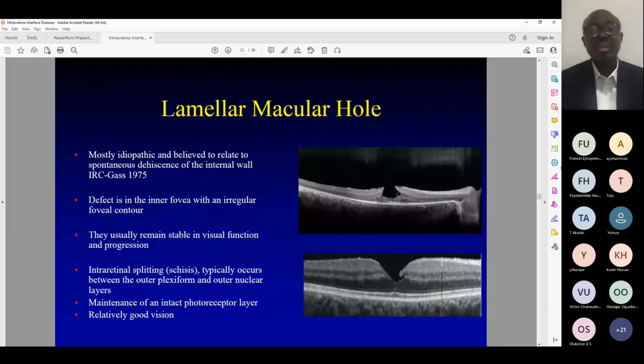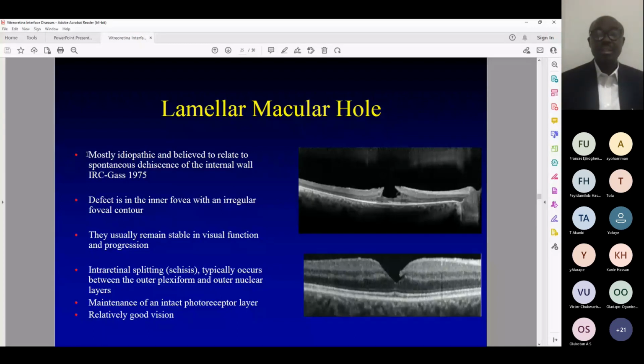The defect is in the inner fovea with an irregular fovea contour, which you can see on the slides on both sides. They usually remain stable in visual function, and if they progress at all, it is very slow progress. And this also underscores why you don't really have to chase lamellar holes, trying to peel to close them, especially if the patient is good. It is probably safer to leave the patient where he is than try to chase it and then try to close it.